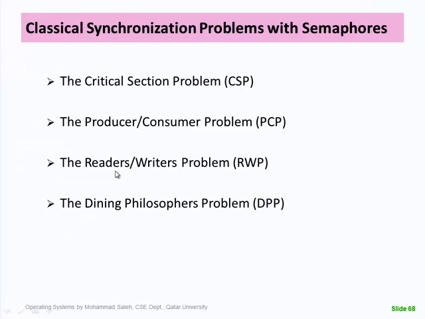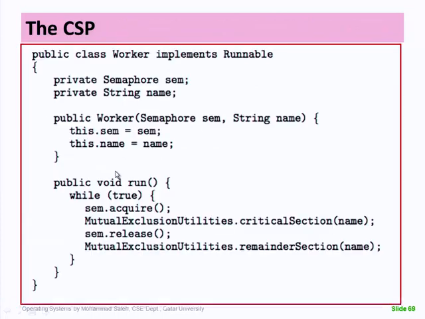Now let's use the concept of semaphores in solving some of the common problems in synchronization. We start with the most generic problem, which is basically the critical section problem. It is very generic in a way that the worker will be executing code that's critical, then other code that's non-critical, and going to do that continuously in an infinite loop. What we want to do is to guard the execution of the critical section.